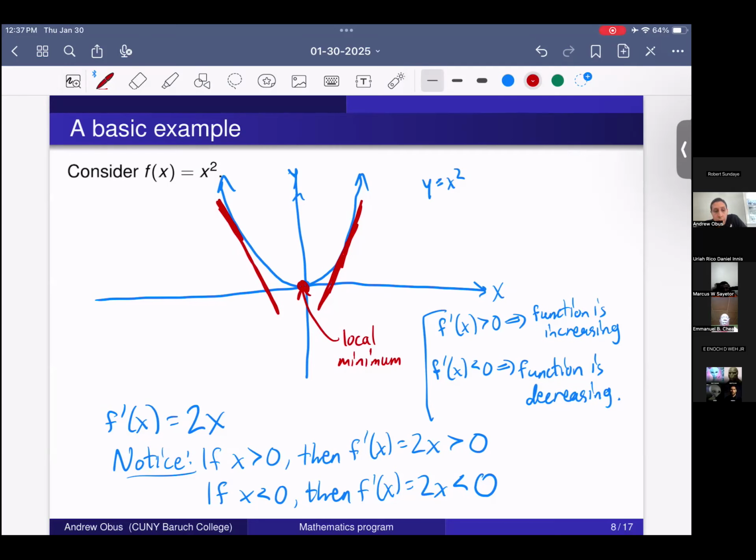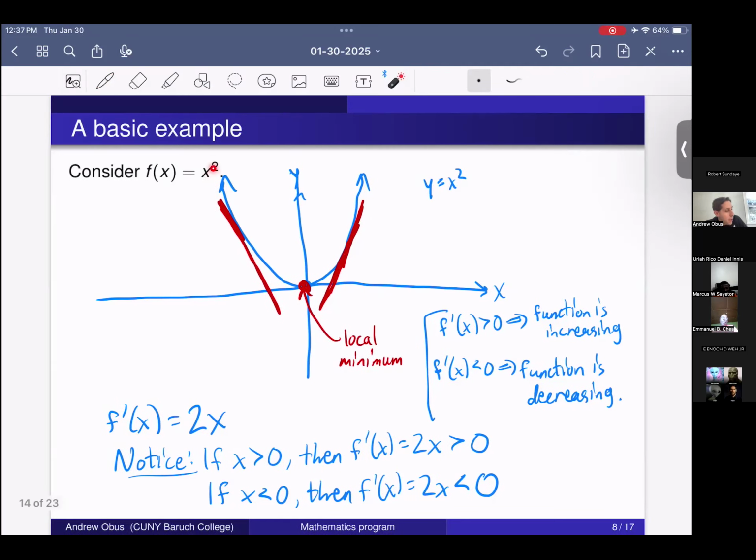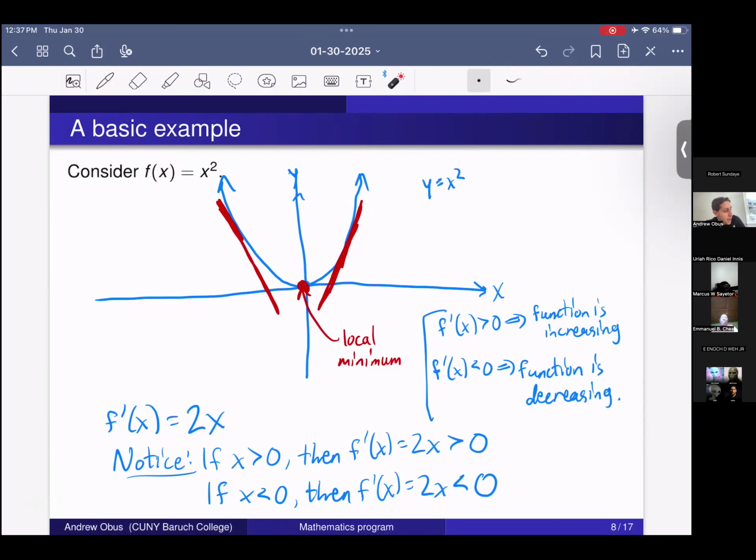Is f prime or f the function? It cannot be the function you're talking about. f prime of x is the derivative. For example, f of x is x squared and f prime of x is 2x. But when I say function, sorry, let me be more clear.